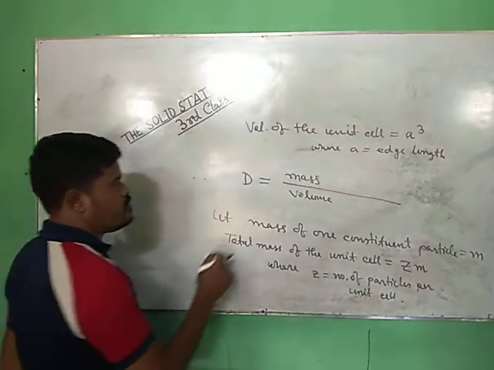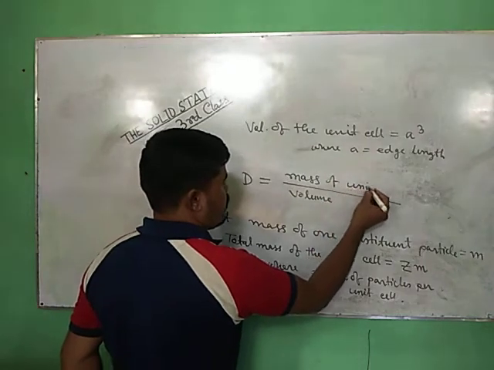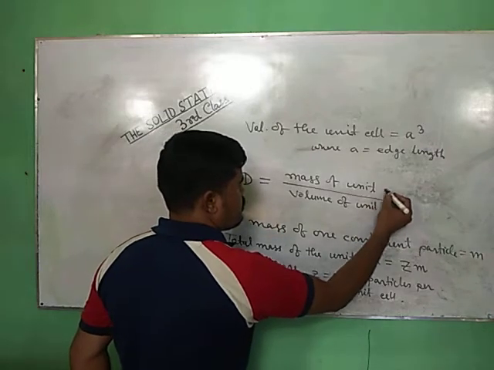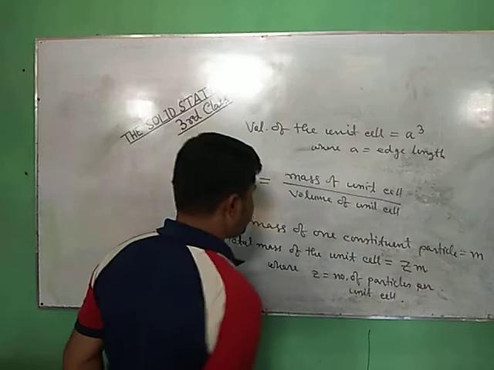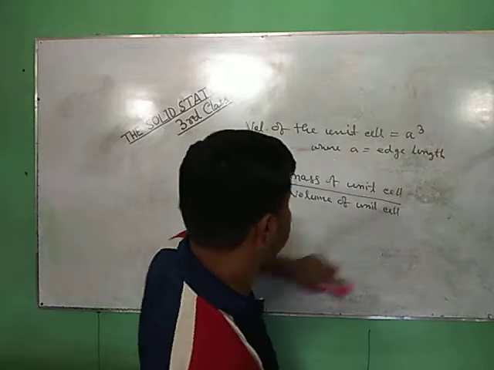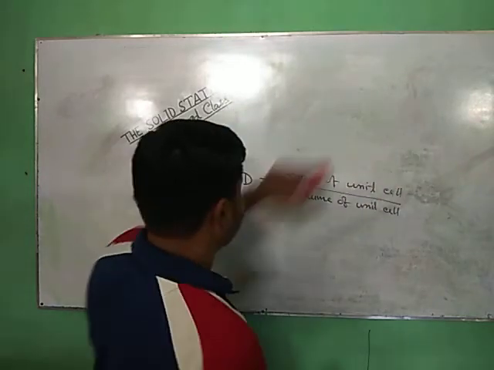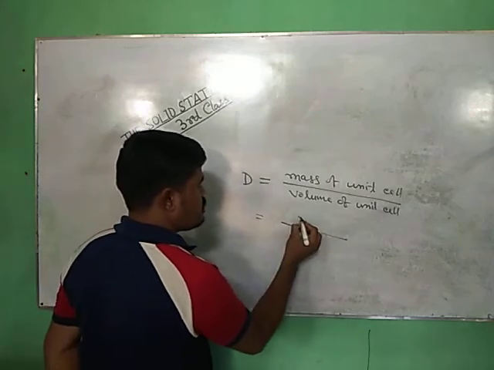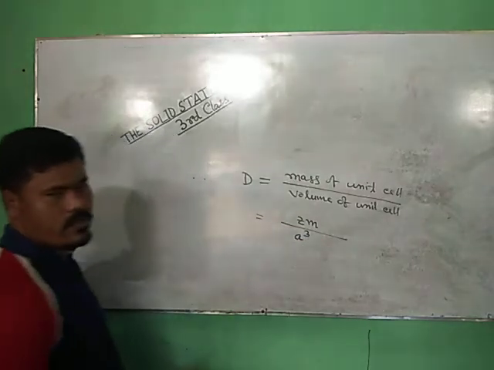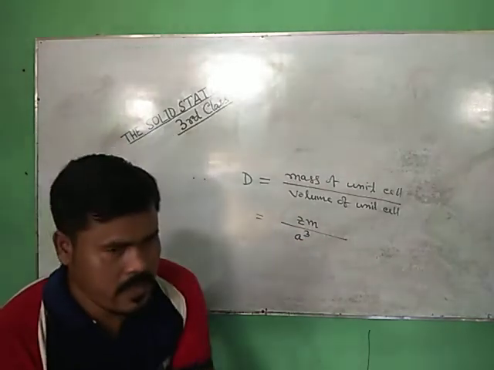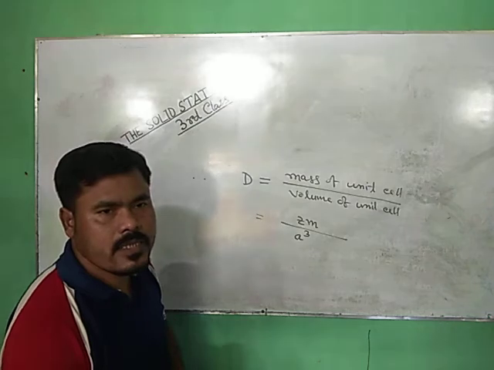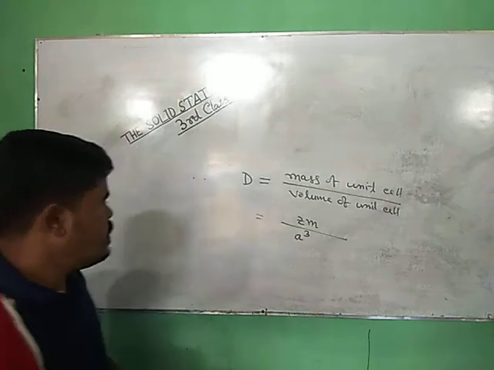So density d is equal to the mass of the unit cell divided by the volume of the unit cell. The mass of the unit cell is already calculated: zm, divided by the total volume a³, where z is the total number of particles per unit cell, m is the mass of one particle, and a is the edge length.